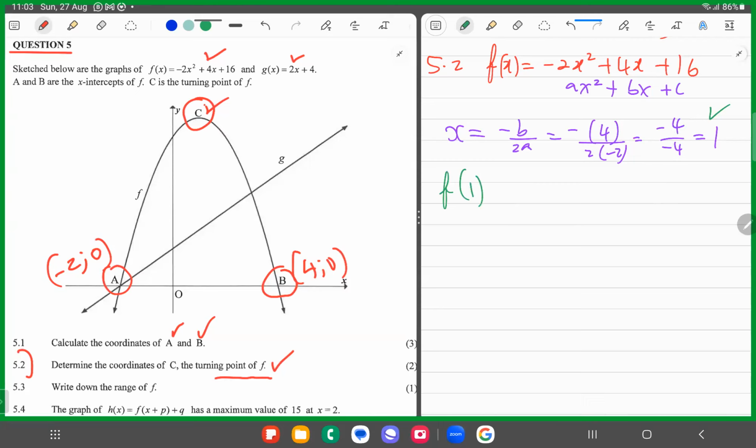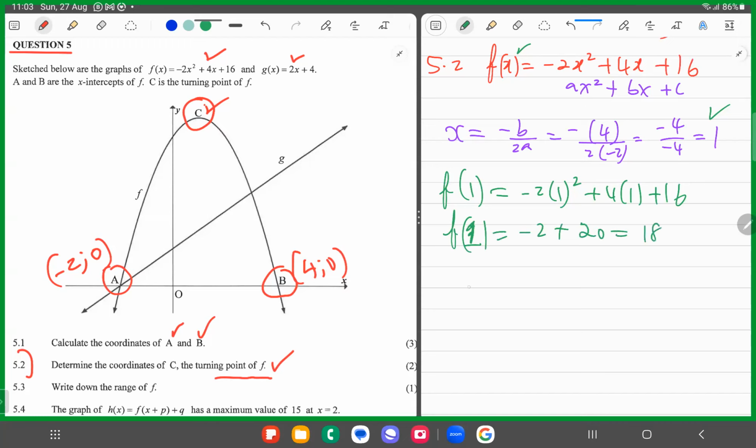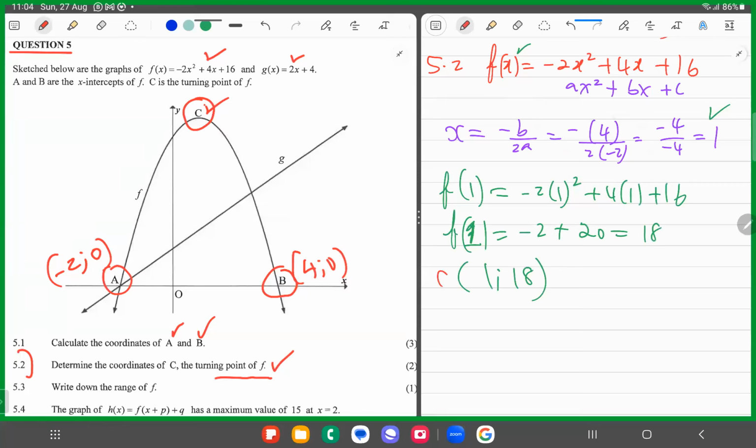We just need to find the corresponding y value at the turning point. So we substitute into the function there. Wherever there is x, we put 1. We would have minus 2 times 1 squared plus 4 times 1 plus 16, which means f at 1 is minus 2 plus 20, which is 18. So at this point, our x is 1 and y is 18. Just note that. This is the point C, the vertex. So in other words, x is 1 and y is 18.